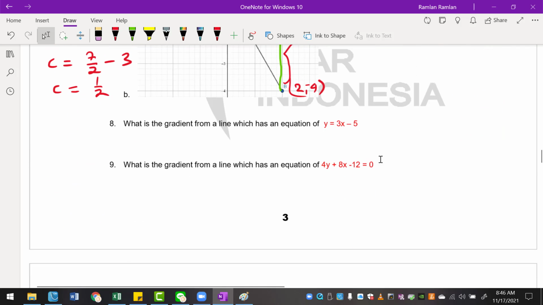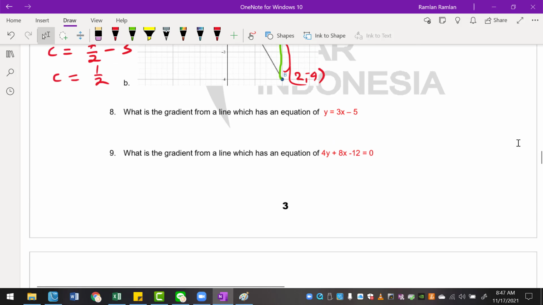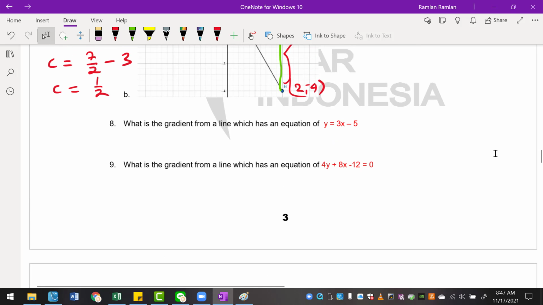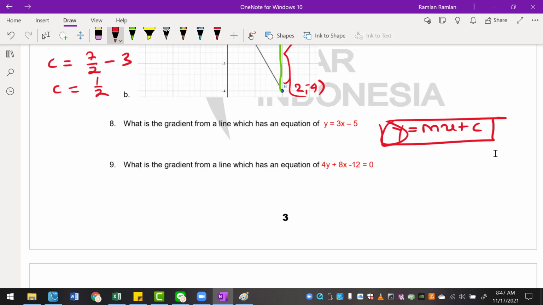Okay, next, number 8. What is the gradient of a line which has the equation y equals 3x minus 5? This is very easy because the form that we have learned is y equals mx plus c, where y is alone on the left side of the equal sign, and the coefficient of x is the gradient, right? The coefficient of x is the gradient.